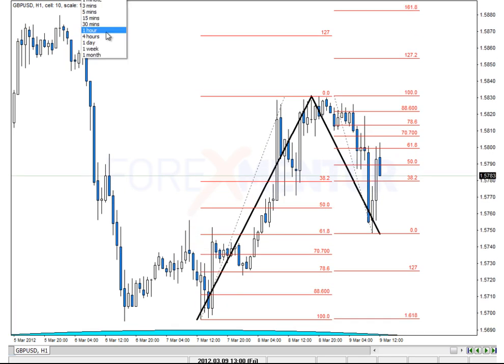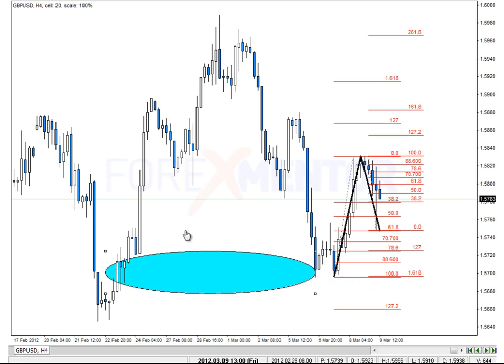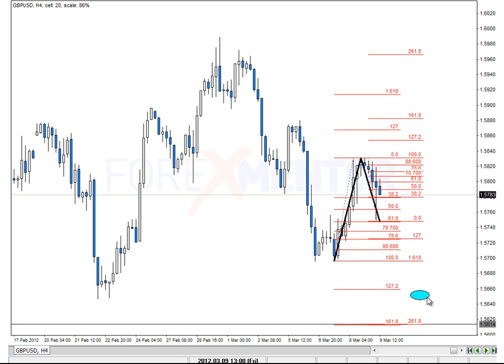And if we just move to the 4-hour chart and just move this out the way. So if we now take our ellipse tool and we mark this off, that's the area down there. So you see it's a very deep retracement. Okay, there's the 127 where most of the traders are looking. The 1618 combined with that 2618 is a very, very powerful turning point.